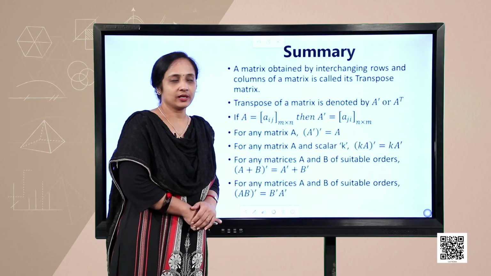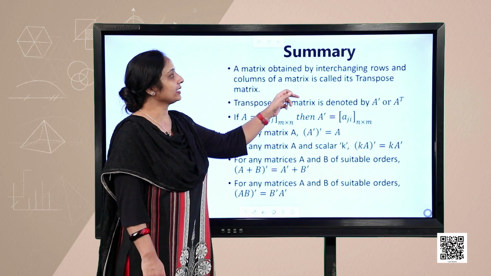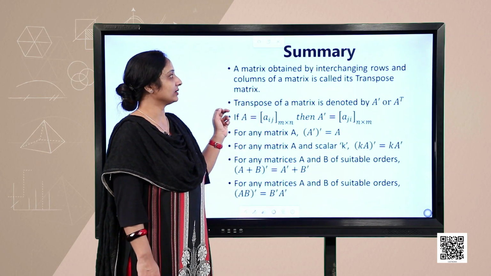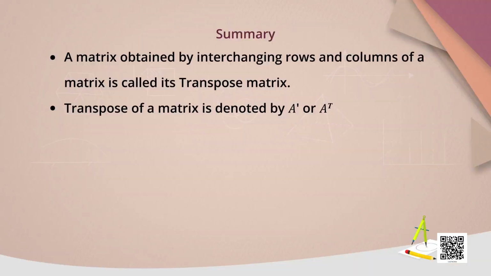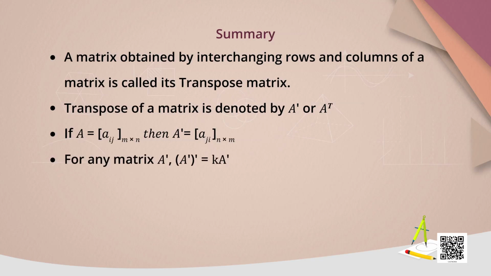Let's summarize the topic. A matrix obtained by interchanging rows and columns of a matrix is called its transpose. Transpose of a matrix is denoted by A dash or A T. If A is a matrix consisting of elements Aij with order m by n, then A transpose is another matrix consisting of elements Aji with order n by m. For any matrix A, you can say that transpose of A transpose is equal to matrix A.